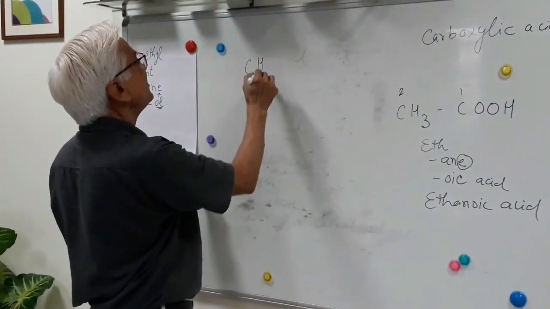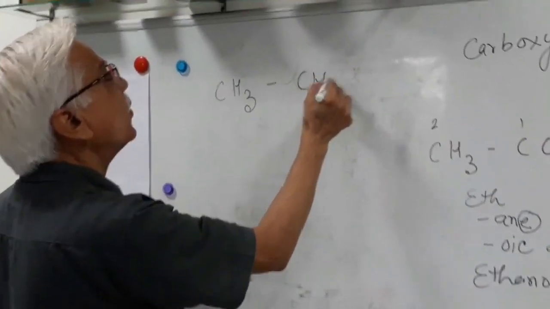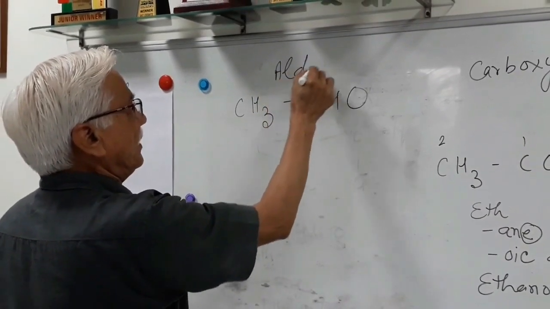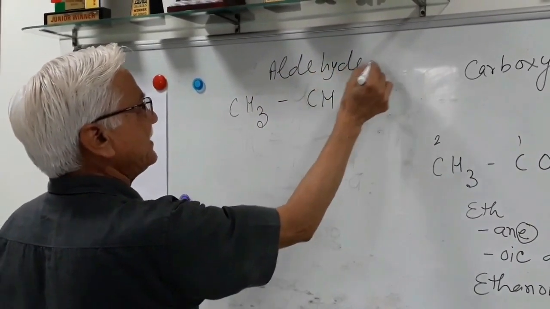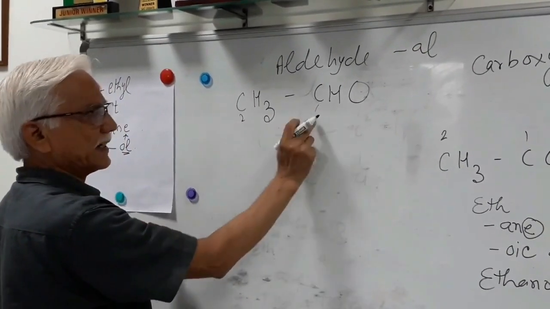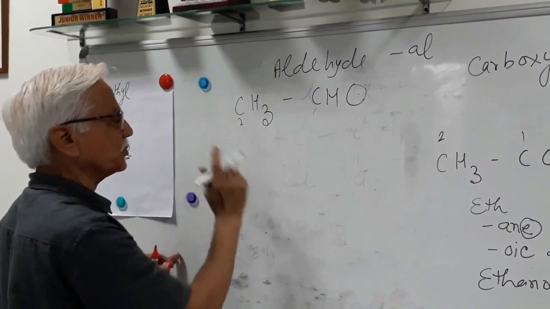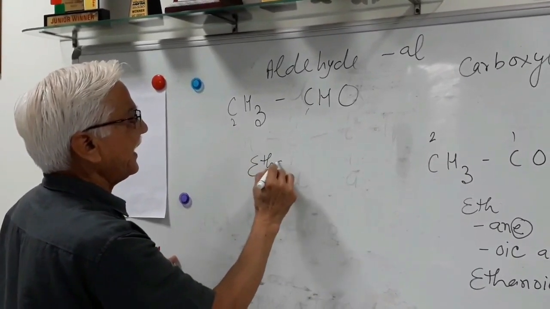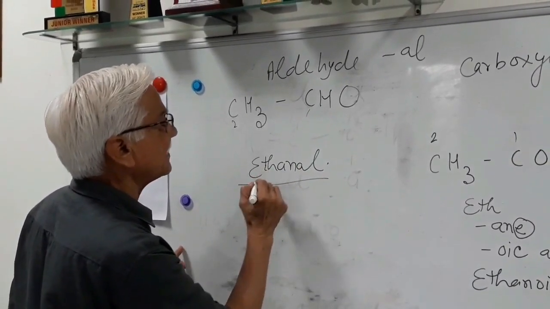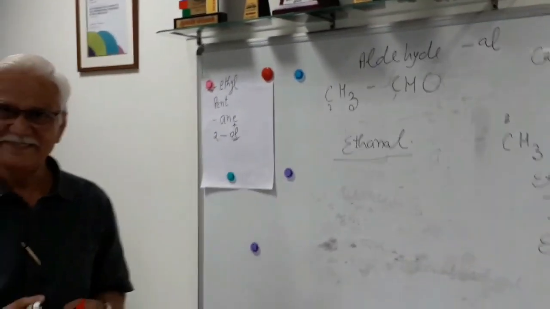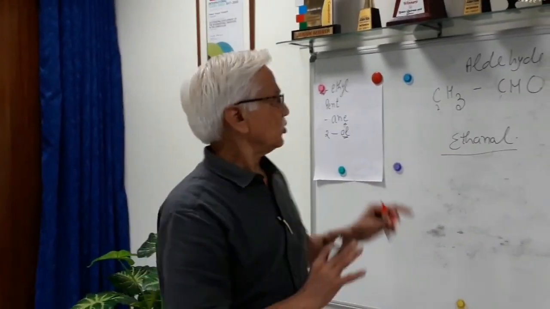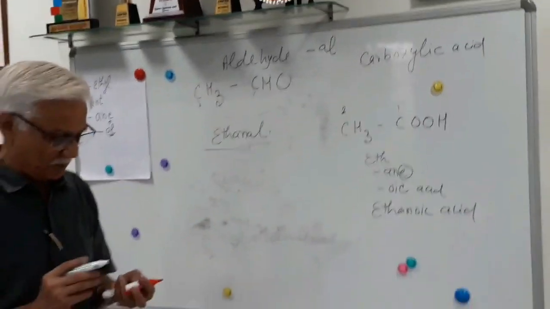Say CH3CHO, aldehyde. Which functional group? Aldehyde. And the suffix is al. How many carbon again? 1, 2, because again numbering will start from here. 1, 2. Eth, a, e is replaced by al. So the name will be ethanal. Very simple. What will be the name? Ethanal. So this is how the various organic compounds are to be named.